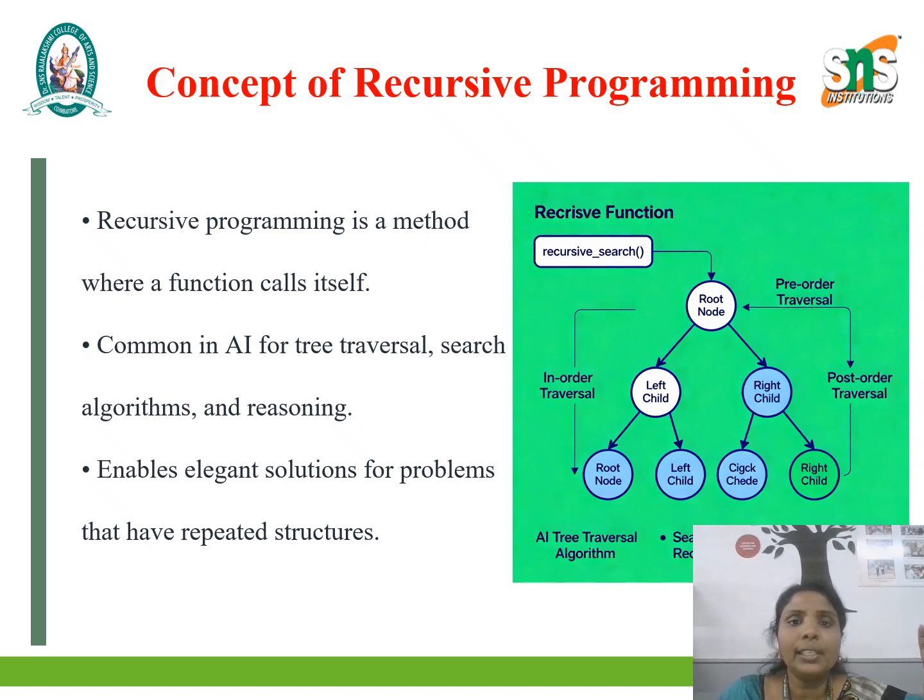In artificial intelligence, recursion is widely used for tasks like tree traversal, search algorithms, and reasoning problems. For example, when an AI program searches through a decision tree or explores possible moves in a game, recursion allows it to systematically visit each node or state. The main advantage of recursion is that it provides a clear and elegant solution for problems that have repeated or hierarchical structures. So this is how AI systems reason and make decisions step by step.